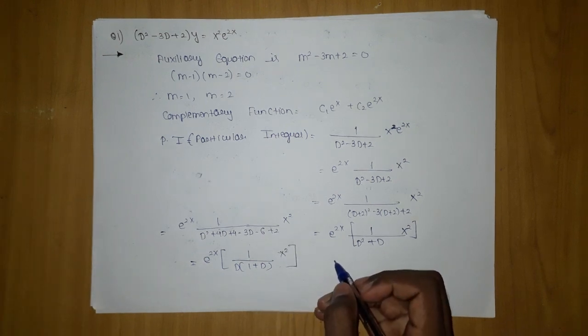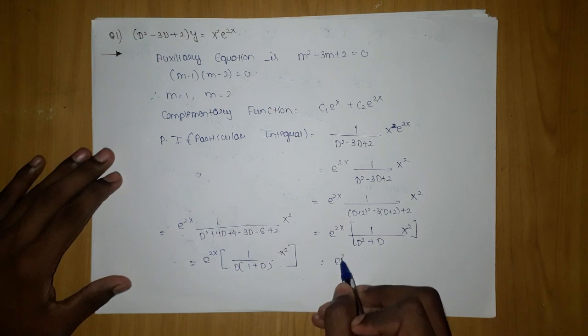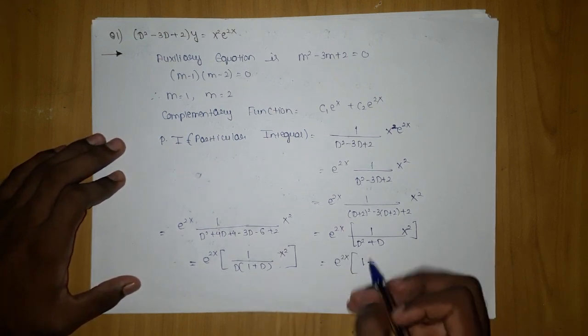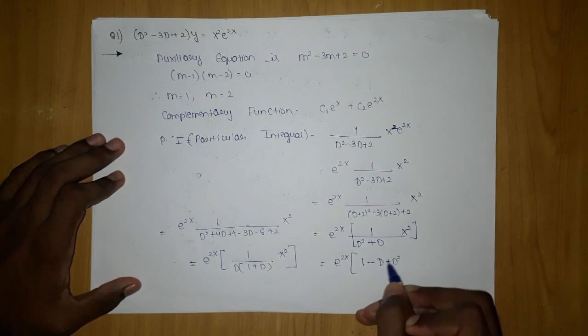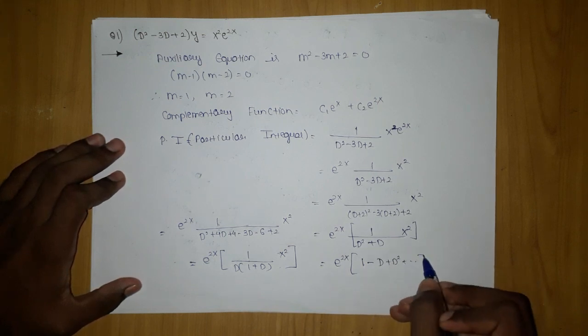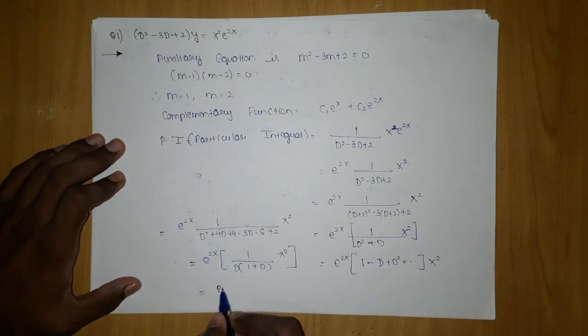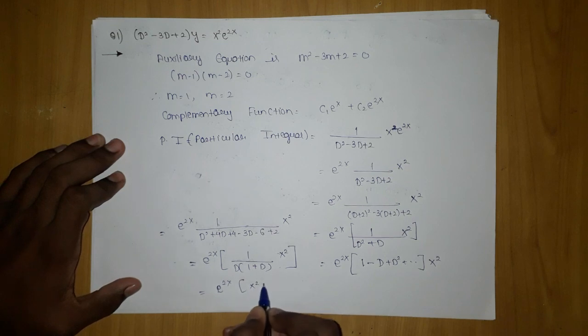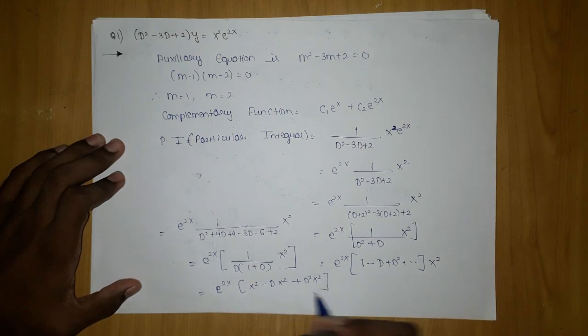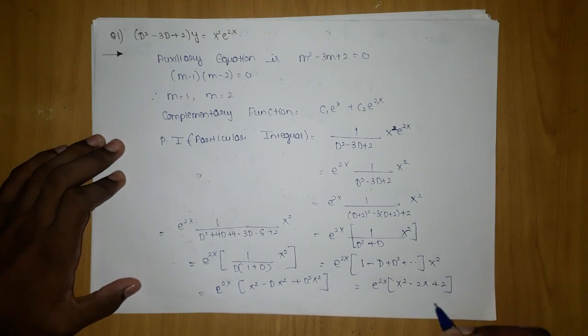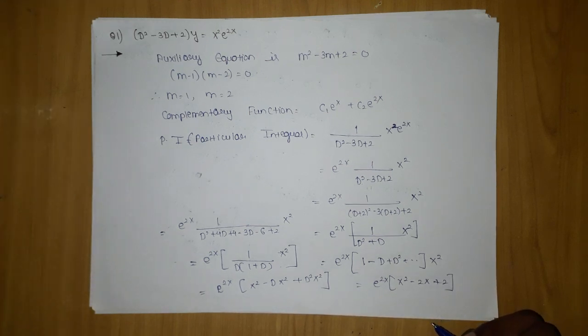After this we are going to apply the Maclaurin series of expansion, which will give me 1 minus d plus d square, and we will take till plus d square only. After that it is not useful because the highest power of polynomial is x square. So after this, e power 2x bracket x square minus d x square plus d square x square. After this e power 2x, if you observe, x square minus 2x plus 2.